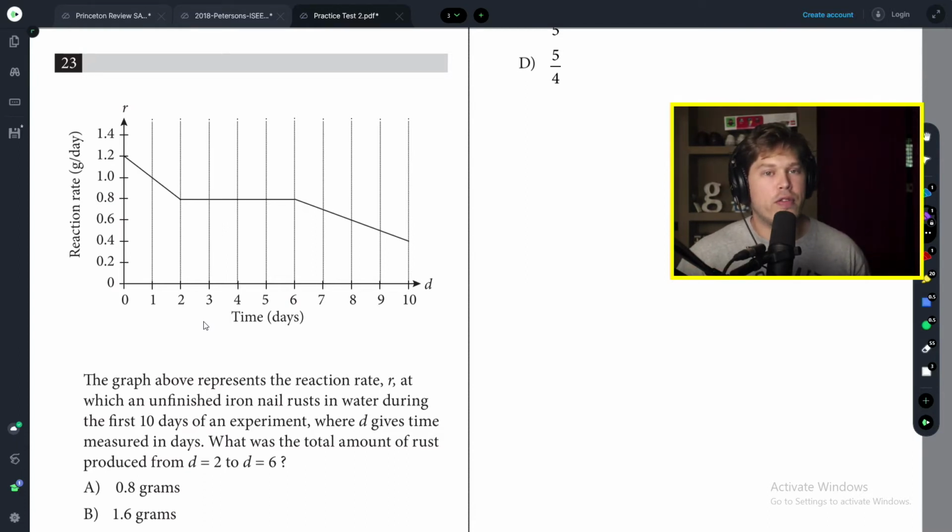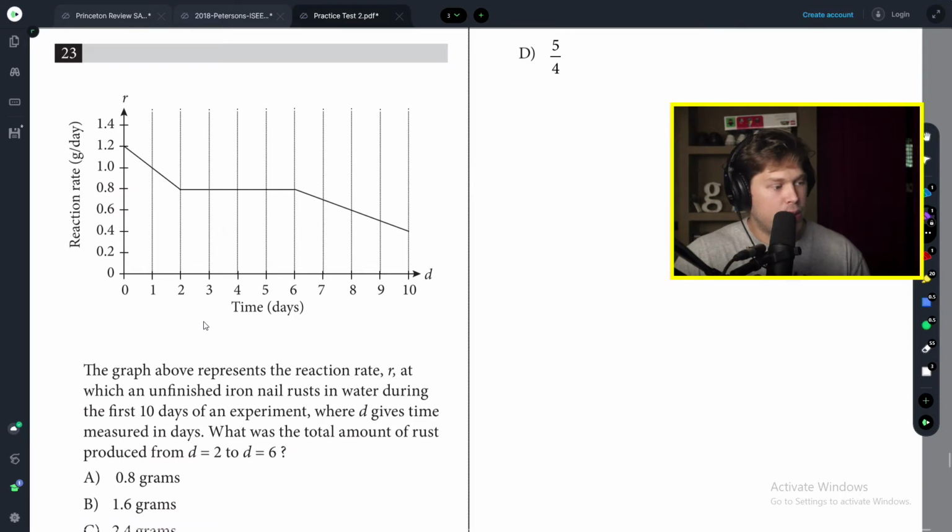Always ask yourself, okay, what is the test maker testing me on in this situation? And if you ask yourself that, you can more often than not see all of the tricks they're trying to pull, and then you can better find the solution. So onward to number 23.